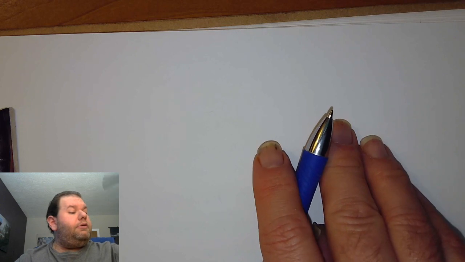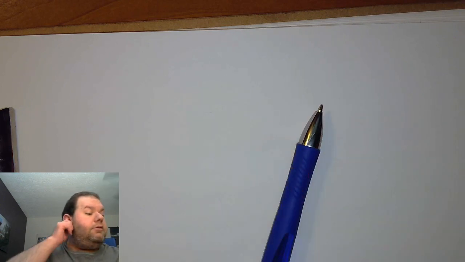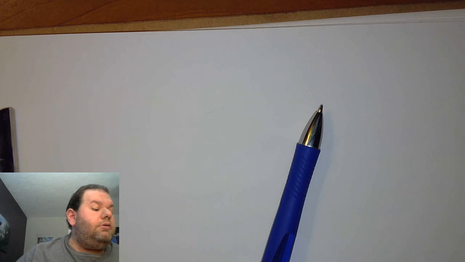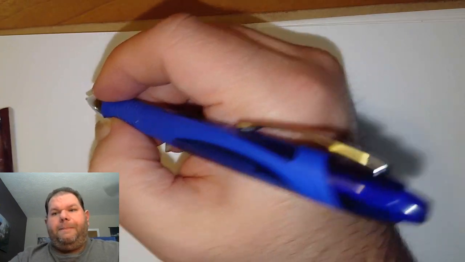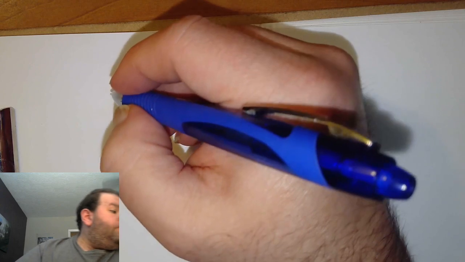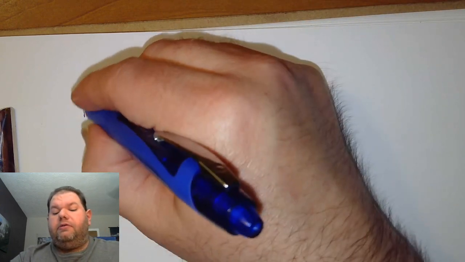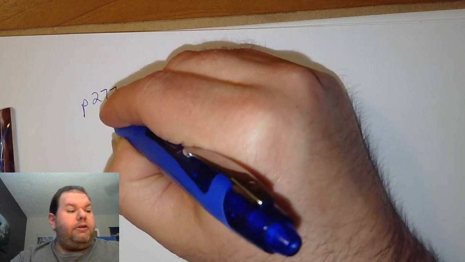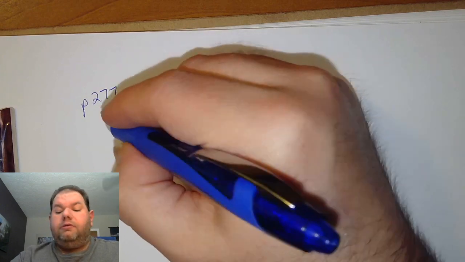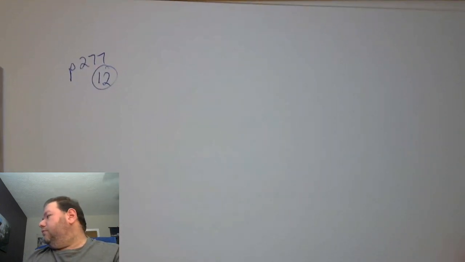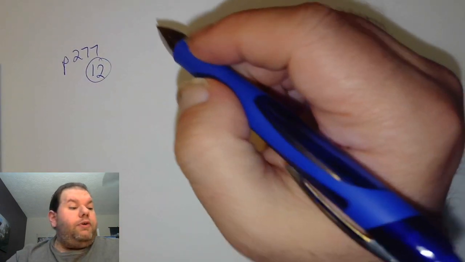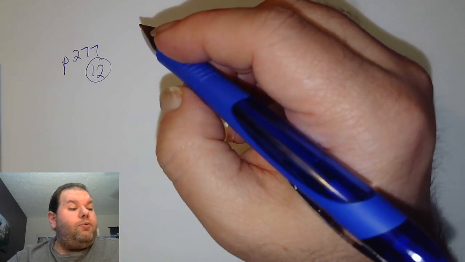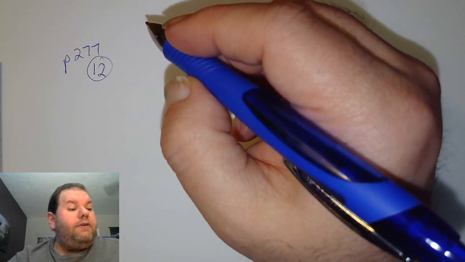Continuing from there, let's see. Now, this is on page 277, looking at number 12. What is the probability of obtaining 4 ones in a row when rolling a fair 6-sided die?